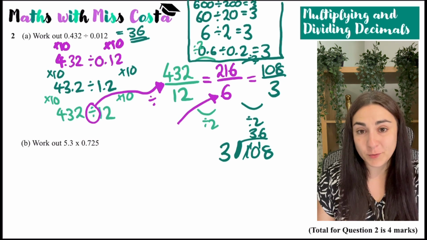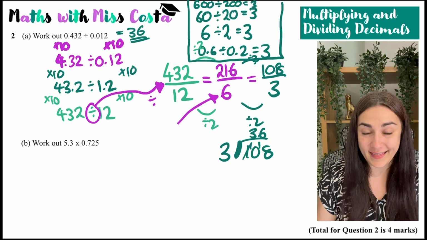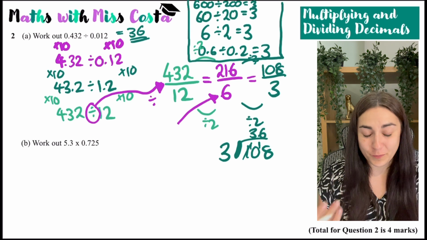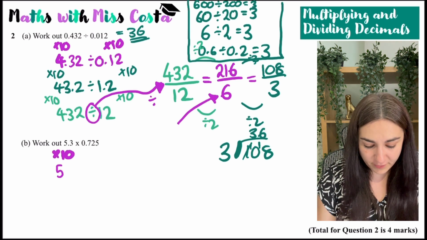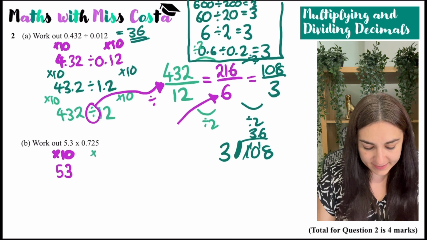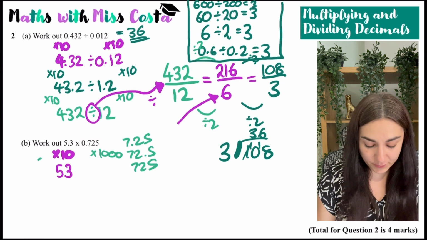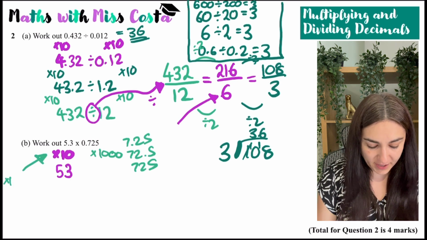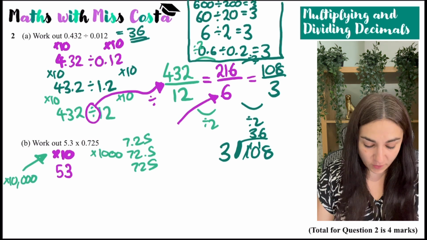Now for multiplying decimals, it's slightly different. The first step you want to do is turn it into whole numbers and multiply like that, but then you want to be mindful of what you've multiplied by. So to turn this into a whole number, I'd times 5.3 by 10 to get to 53. I'd need to times this. Well, if I times it by 10, it would be 7.25. If I times it by 100, it would be 72.5. If I times it by 1,000, that would be 725. So in total, I've multiplied this calculation by 10,000 to turn both of my decimals into integers, whole numbers.